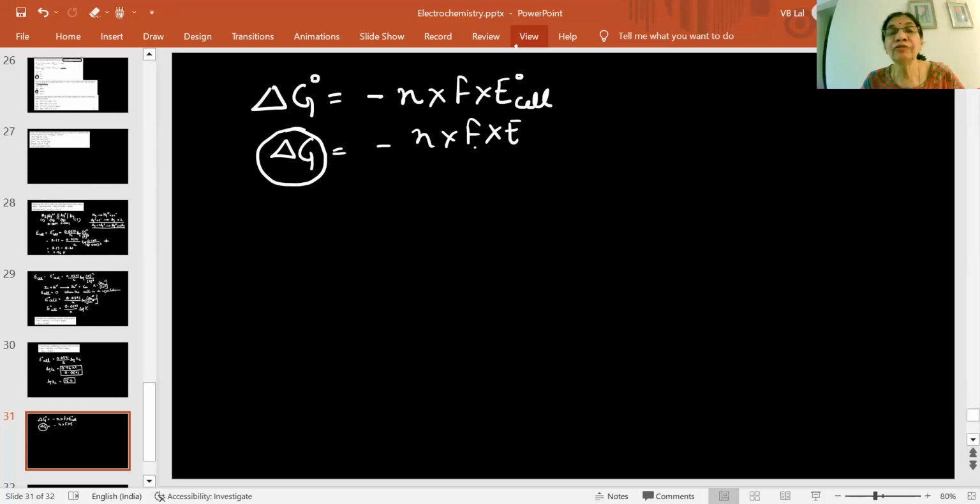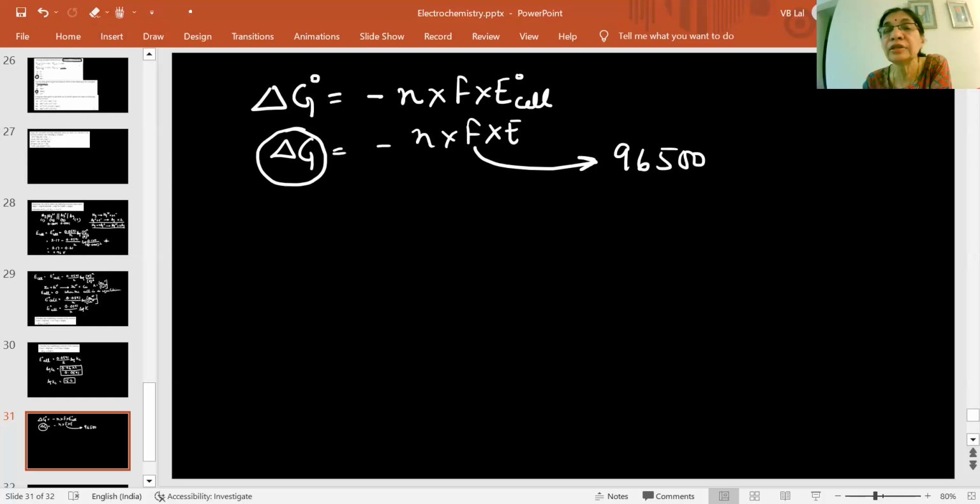Now this F value, what is F? F is the charge on 1 mole of electrons. I told you it is 96500 coulombs.